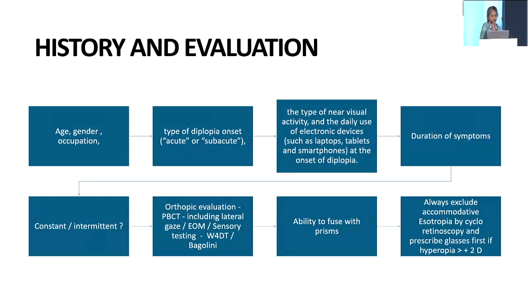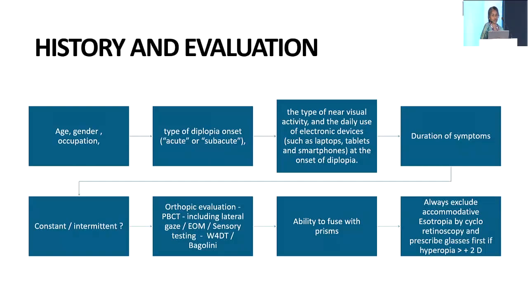So regarding the history and evaluation, we should note down the type of diplopia, the onset, the history regarding the hours of near activity, and the duration of symptoms. It is always better to look at photographic evidence before the said period of onset to see whether it's constant or intermittent. Then orthoptic evaluation, including motor and sensory.